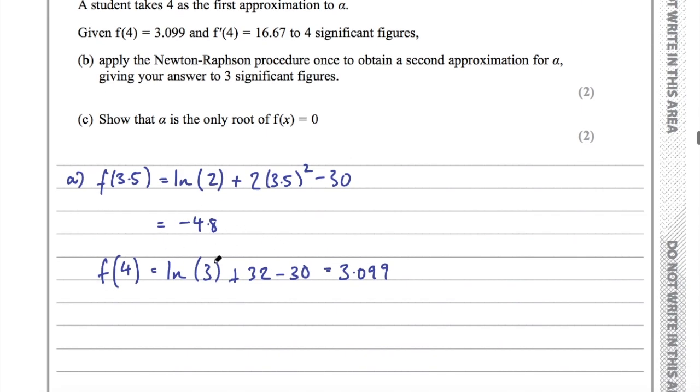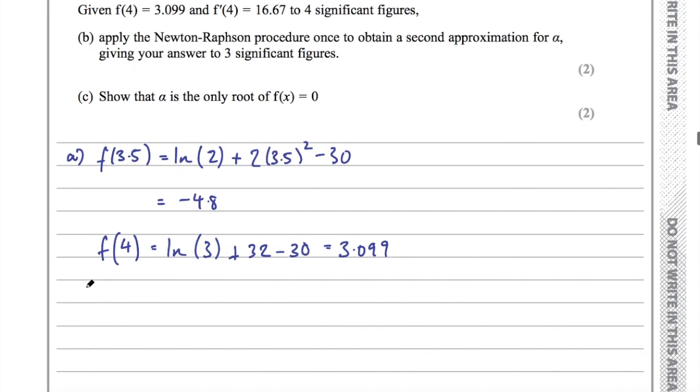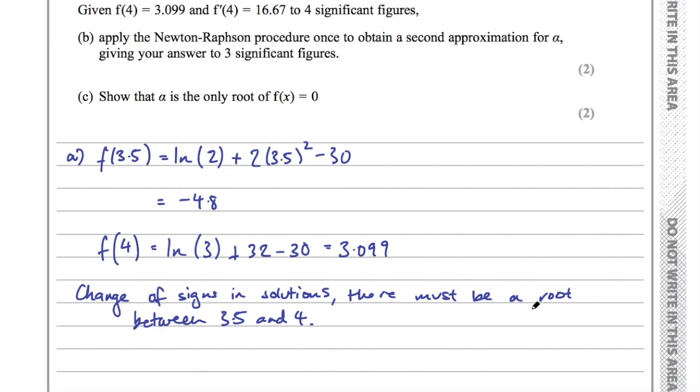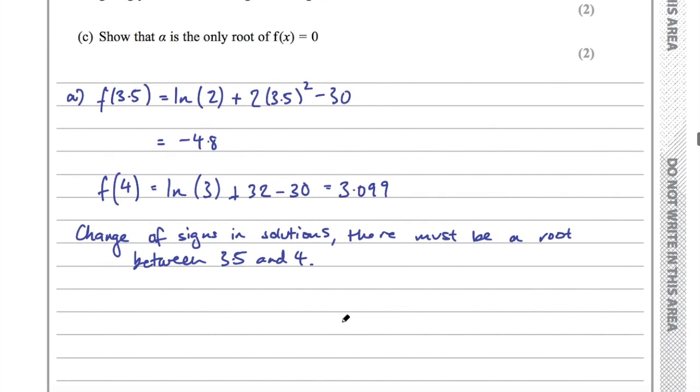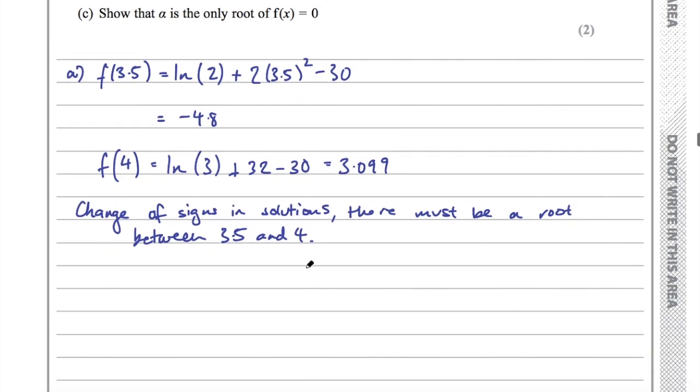So as we have that change of signs, there must be a solution there. So because we have a change of signs in solutions, there must be a root. There must be a root between 3.5 and 4. Okay, so that's part A.